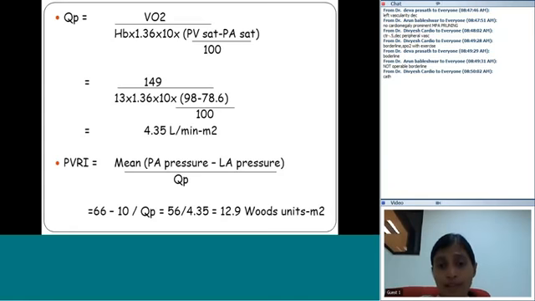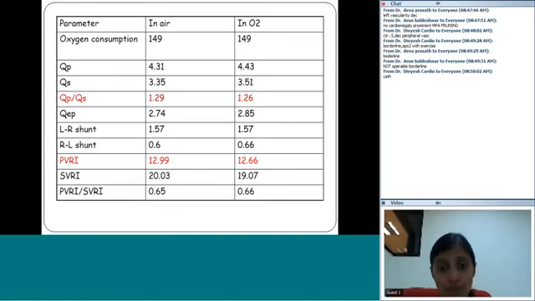You see that the PVRI is nearly 13, clearly inoperable. At this sort of PVRI, one wouldn't be doing anything to this patient, and would probably be giving medical therapy. Here you have the PVRI both in air and in oxygen, and you see that it is pretty high, and there is really no response to oxygen inhalation.